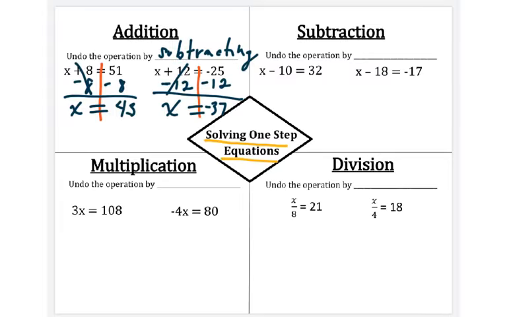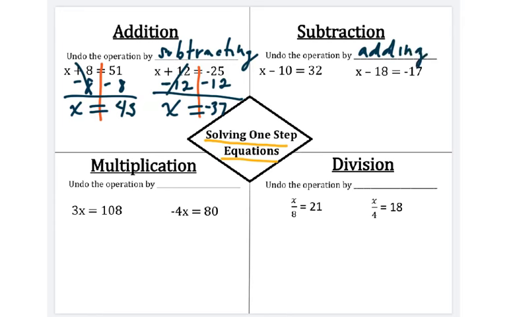So now we move into the next box. In the next box, we are again trying to get x by itself, but we have subtraction in the way of x being alone. So for these, we're going to undo that subtraction by adding.